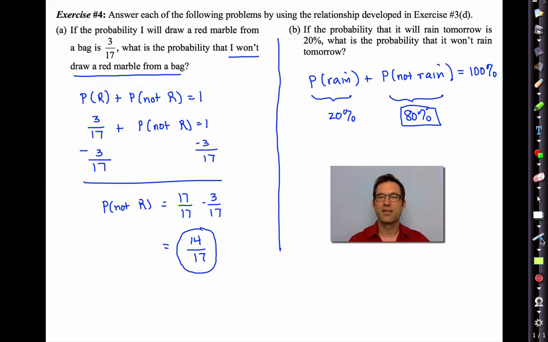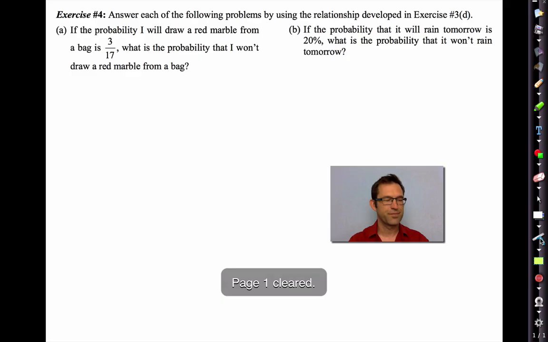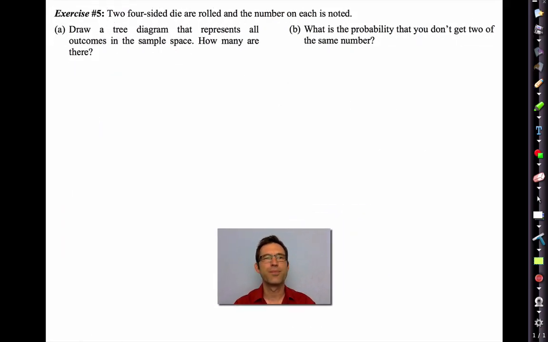All right, clear this out. Let's take a look at one more problem. Exercise number 5. 2 four-sided die are rolled and the number on each is noted. So this is again another example of what we call a multi-stage experiment because 2 things are happening. We're rolling a die and we're rolling another die.